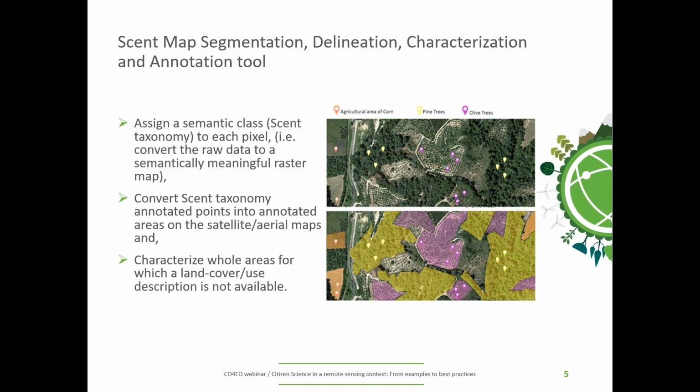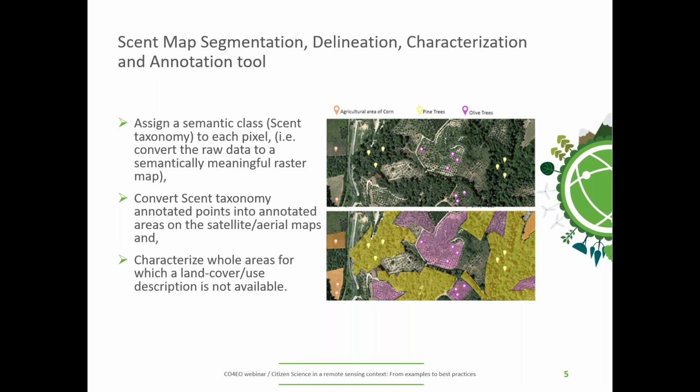properly adjusted so as to implement this segmentation tool, which aims initially to assign a semantic class, based on the SEN taxonomy that I mentioned, to each pixel. This means that we have to convert the raw data to a meaningful raster map, to convert the SEN taxonomy annotated points into annotated areas on the satellite aerial maps, and to characterize whole areas for which a land cover use description is not available.